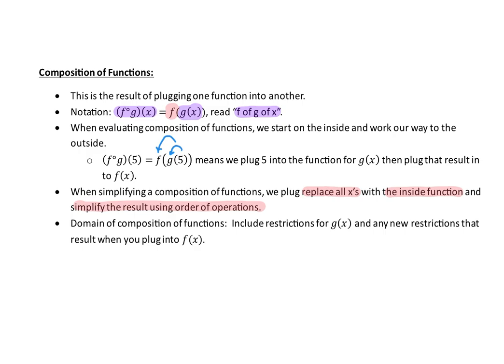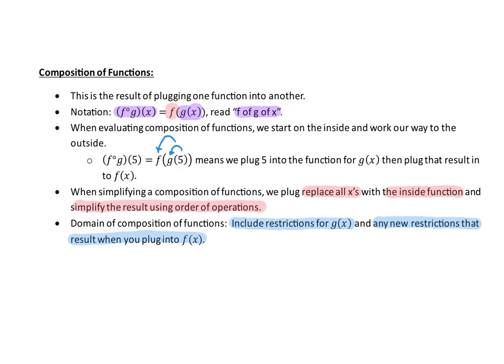The last thing that we're going to talk about is domain of composition of functions. And so when we look at this, we want to include any restrictions for g of x, or the function that we're plugging in, and any new restrictions that result. So for instance, g of x might not have any restrictions, and it would have a domain of all real numbers. But if we plug it into the denominator of another function, well, now we do have restrictions.